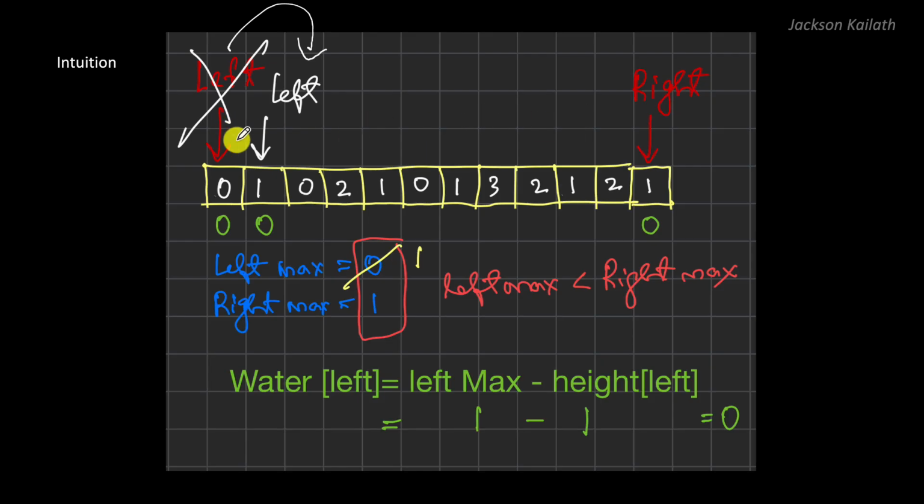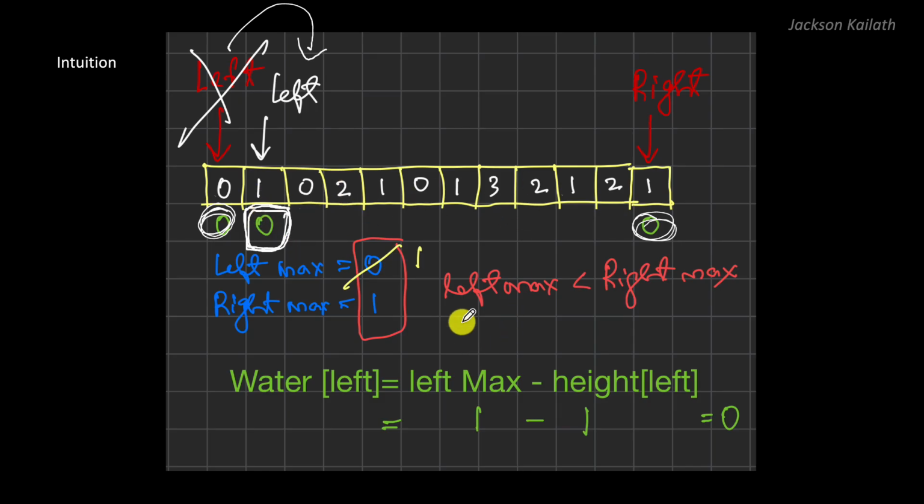Now our aim is to calculate how much water I can store in this position. These two have already been computed, and as we keep moving the pointers, we will just try to compute the water that we can store at that particular position. Okay, so let's try to compute how much water I can store over here. And this is where the magic happens.